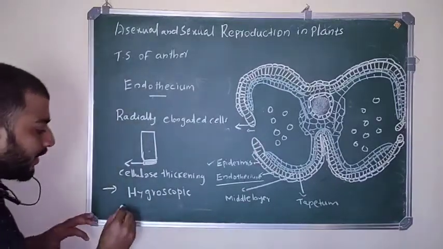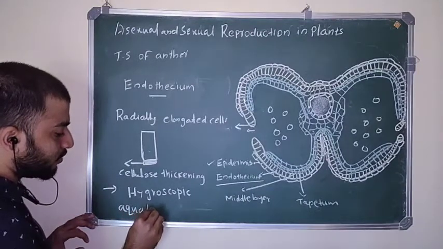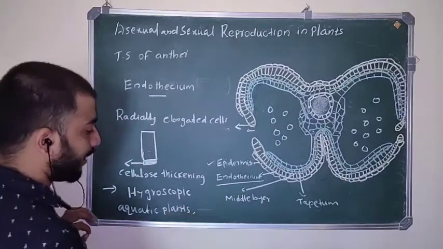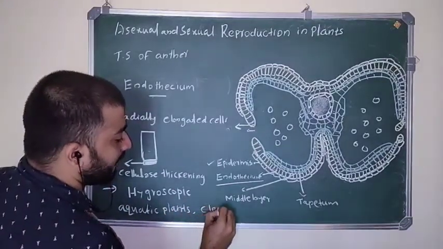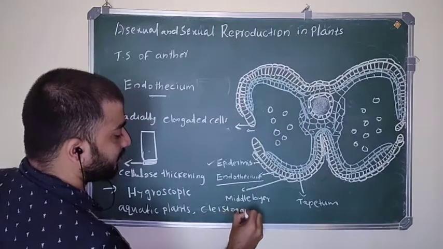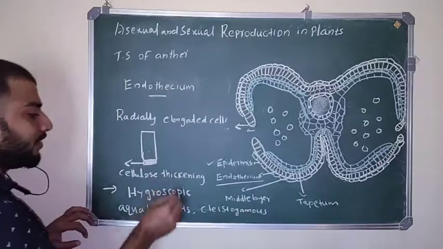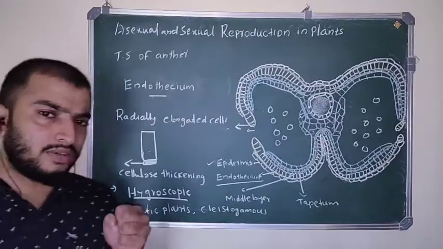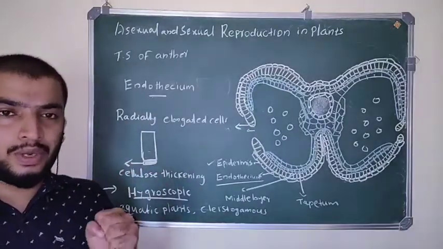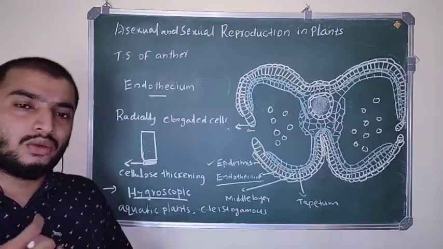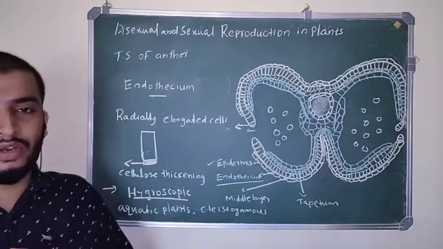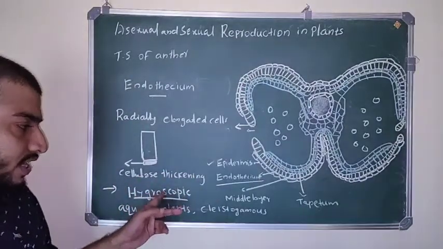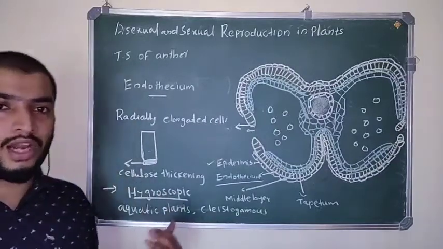But in aquatic plants, some cleistogamous flowers, and saprophyte plants, this kind of differentiation is not present. A cleistogamous flower is a flower which does not open, which is always closed, and it does self pollination within that flower. So in their endothelium layer, and also in aquatic plants, this kind of differentiation is not present.